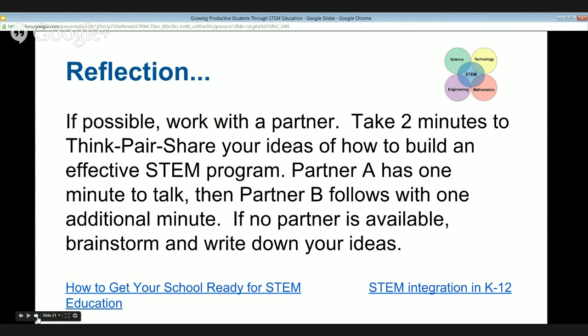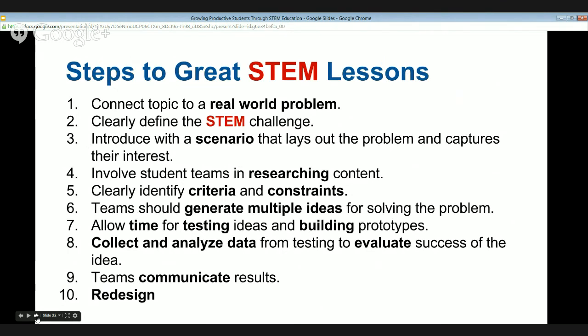Now, I know that you probably still have a lot of questions, so we're going to take a few minutes to look at some additional things with this. How to actually put together a great STEM lesson. And this is just some basics for a classroom teacher working with STEM in their classroom for the first time. If you go through these 10 steps, number 1, connect the topic to the real world problem.